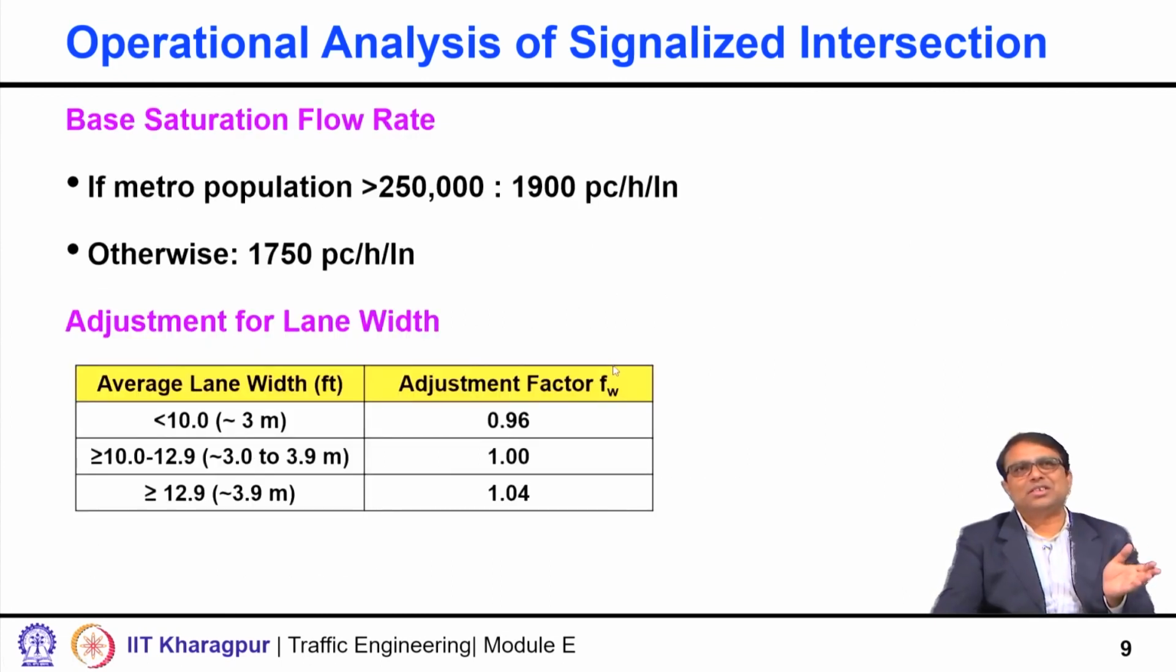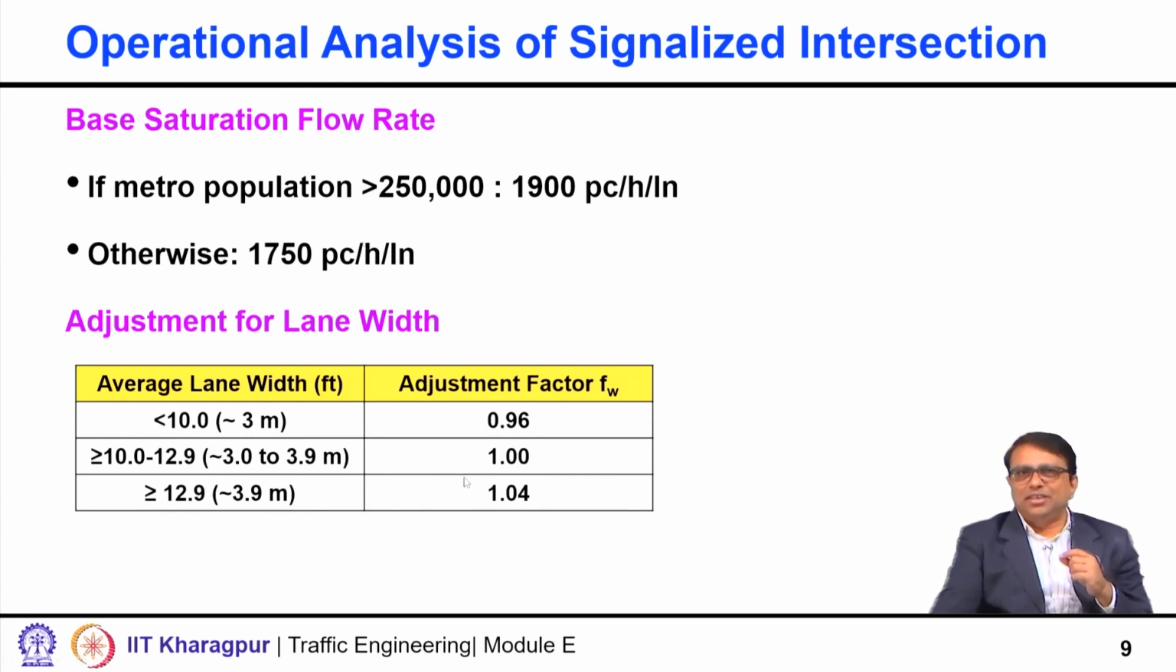Now, with this let us try to get a little bit more understanding of how we get the values. Now, for base saturation flow rate, we can normally assume it as 1900 PCU per hour per lane, PCU or passenger car unit or passenger car equivalent, whatever you say, passenger car per hour per lane, if the metro population is greater than 250,000, otherwise it is 1750. So, as per Highway Capacity Manual 2016.